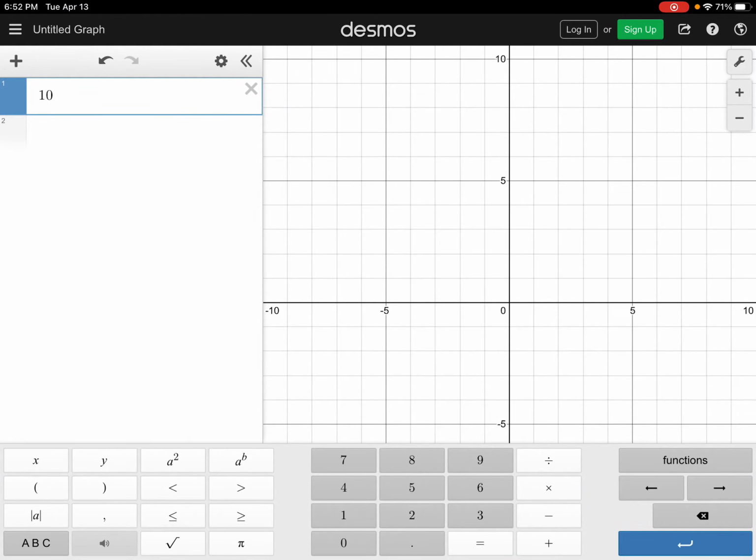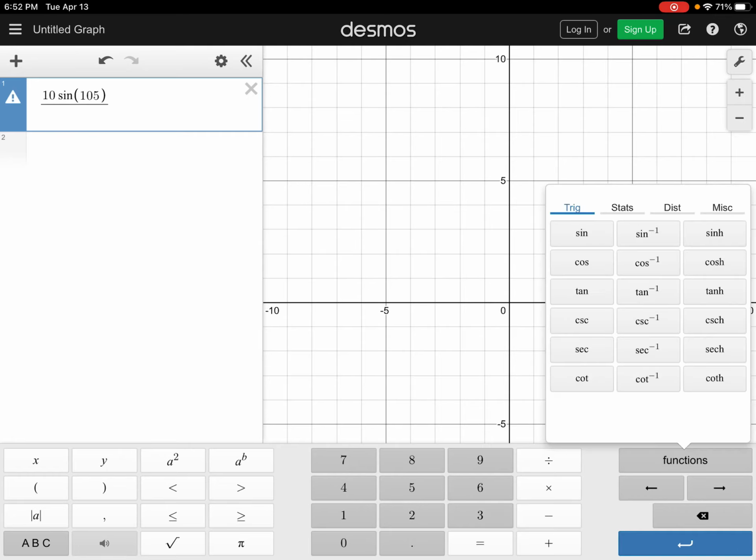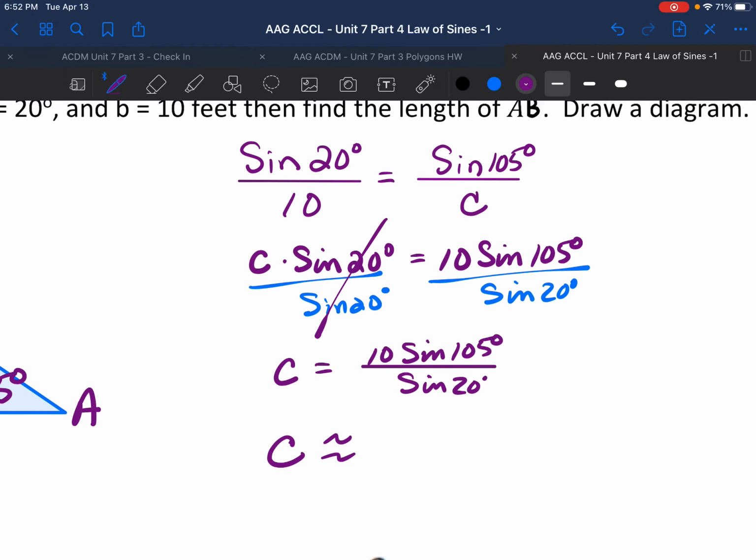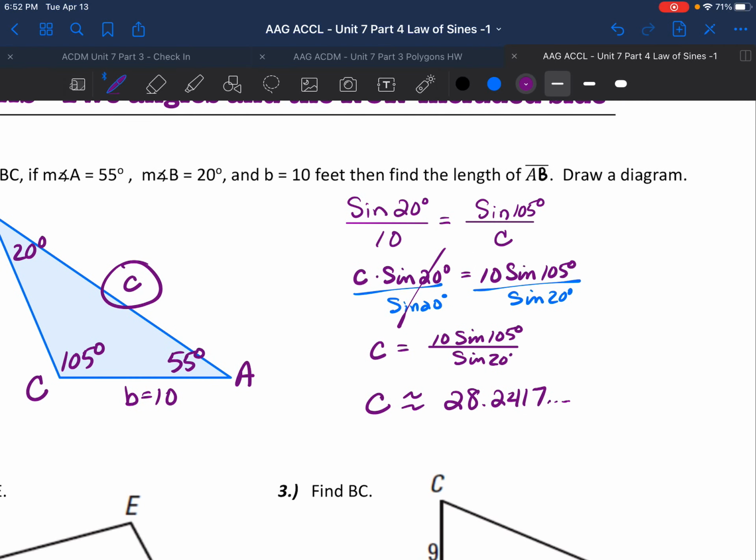So now I start with my 10 sine 105. Now I'm going to close my parentheses, and now I'm going to click divided by, and I'm going to make sure that it makes this nice big fraction for me, which it did. Now I type in sine of 20. I'm going to close up my parentheses, and there's my answer, 28.2417. C is going to be 28.2417, etc.